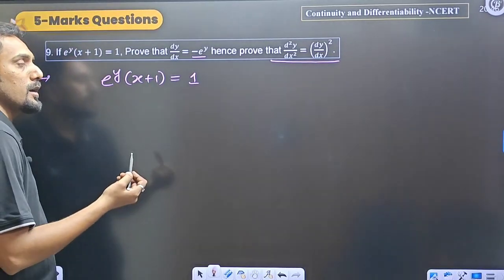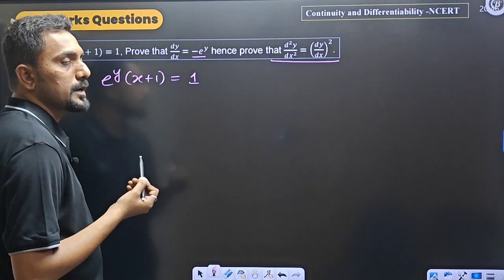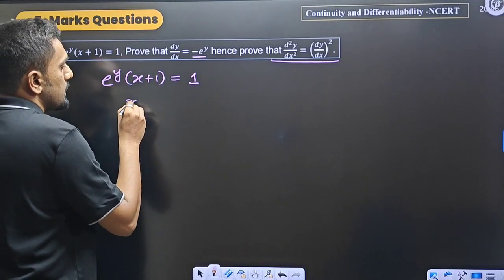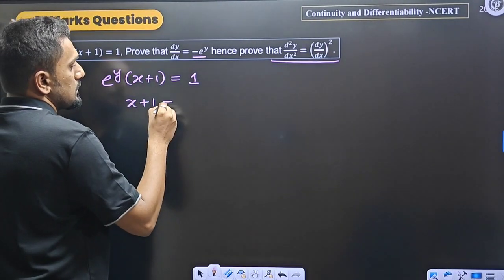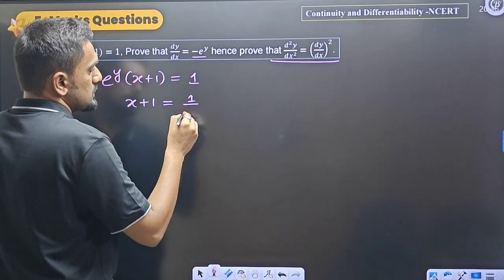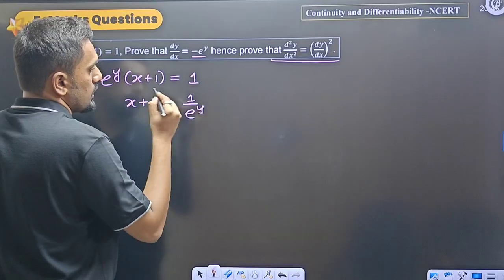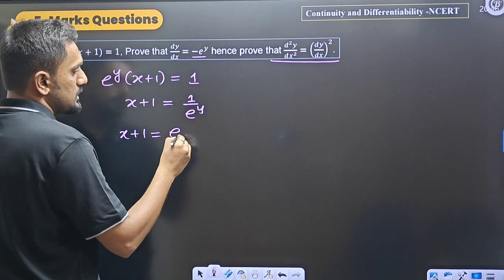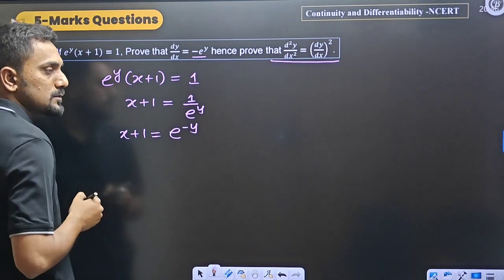See, here we have to do some algebraic operations, see how. Keep x plus 1 as it is, bring this e raised to the power y to that side, and it becomes 1 divided by e raised to the power y. How will you write 1 divided by e raised to the power y? This can be written as e raised to the power minus y.